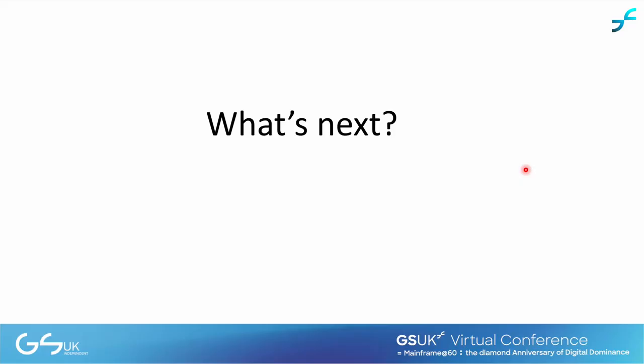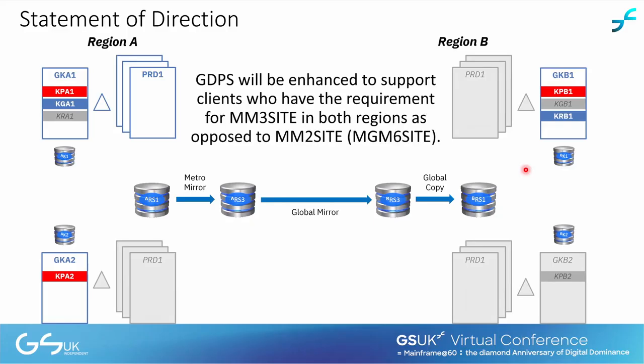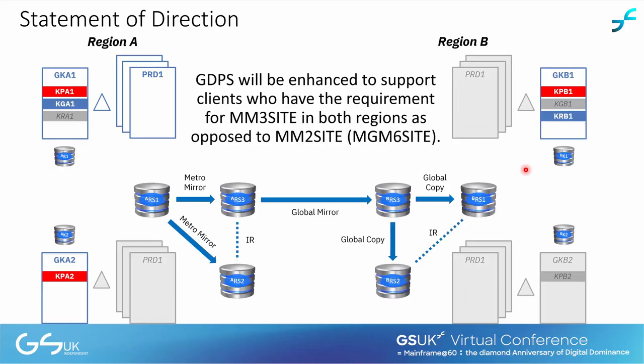So now we introduce a new topology within GDPS. This topology is known as MGM6 site. With this topology, instead of having just a single Metro Mirror instance like we did at MGM4 site, we now have multiple copies of Metro Mirror instances. In the event that we declare a primary failure, we're now able to hyperswap using Metro Mirror technology. We're able to hyperswap from our RS1 to either RS2 or to RS3, allowing us to have 3 separate copies of data in each environment.